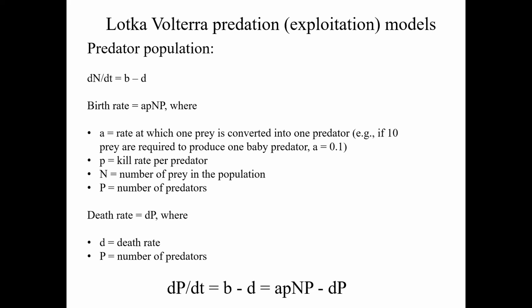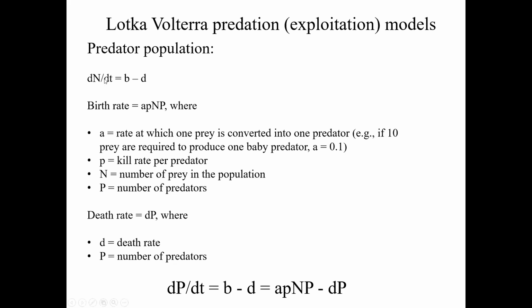Who knows? But what that does is allow us to then convert this births minus deaths into a very simple model. The birth rate is going to be the rate at which prey are eaten, which is p times N from the previous equation, times this little factor a, which is the rate at which one prey is converted into one baby predator. Okay, so as I said, if you need 10 prey to store up enough energy to reproduce one baby, then it's 0.1. If it's 100 prey required to store up enough energy, then it's 0.01. Okay, but these are real numbers. Not that we are going to work with these real numbers, but just so you know.